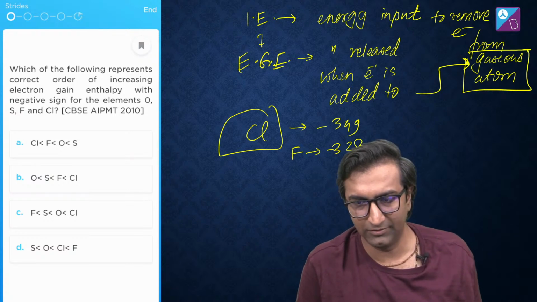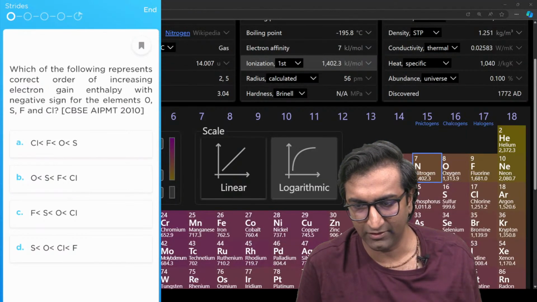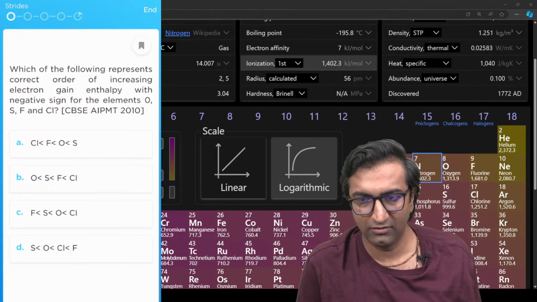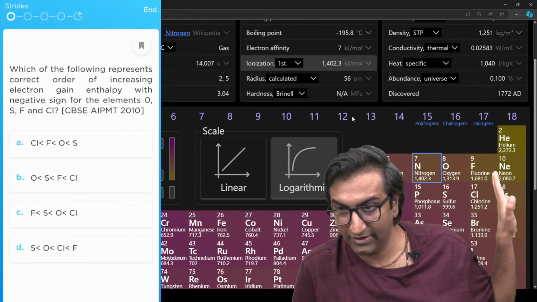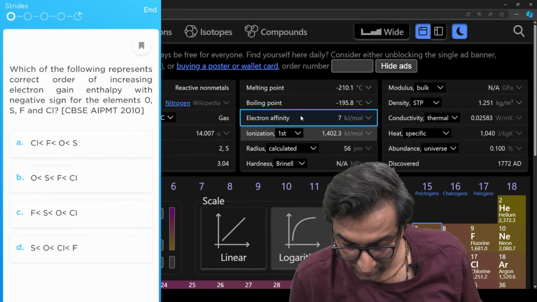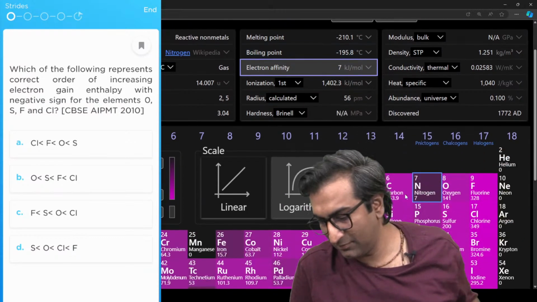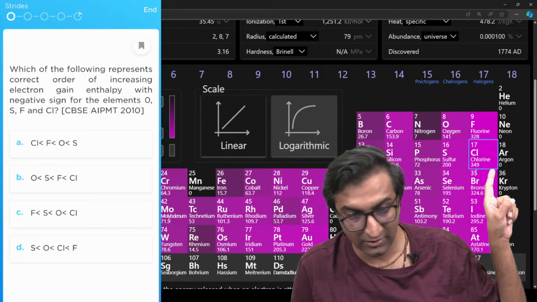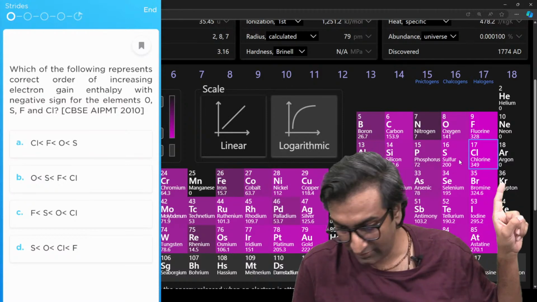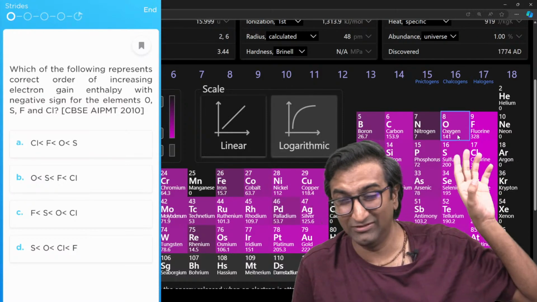Will pull out the awesome periodic table just to check, because why do it without it? And we can also keep the question on the screen because luckily we're talking about the electron enthalpy of these elements here. Let's look at that. Electron affinity is the same thing, just put a negative sign on electron enthalpy. -328 for fluorine, -349 for chlorine, and the other two were sulfur and oxygen. Oxygen is the lowest. This is a tough question, bro.